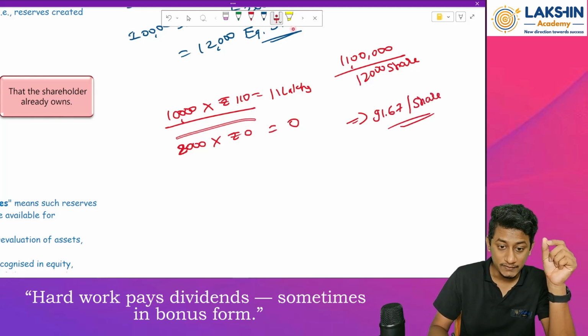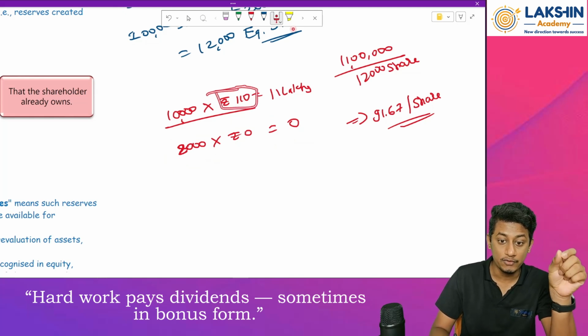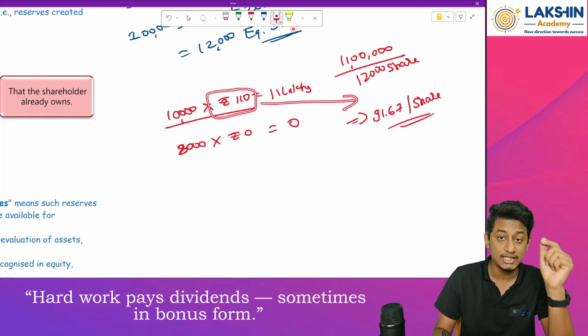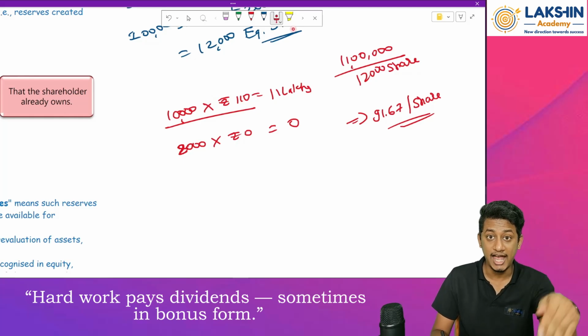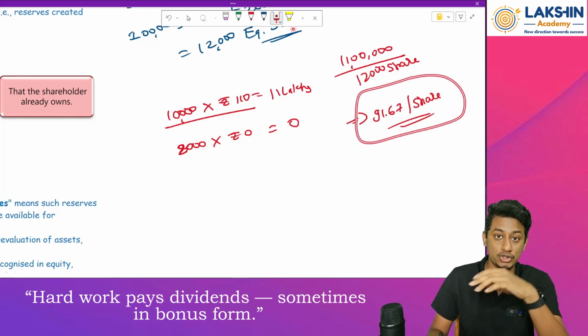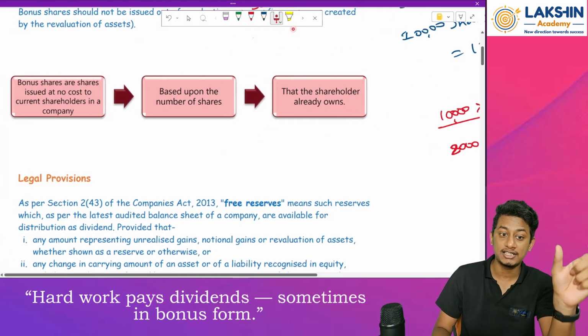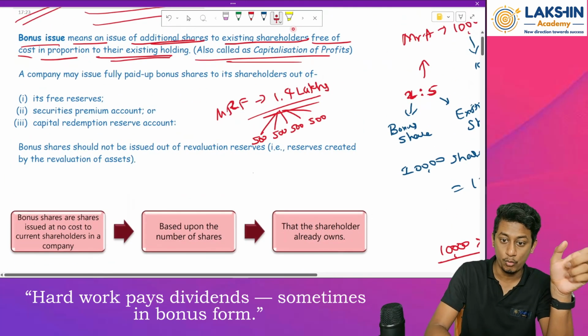That means because of the bonus issue, the price of the share has decreased from rupees 110 to rupees 91.67. That means as the bonus shares increase, the value of the shares goes on decreasing. Clear? This is one of the reasons. The second reason is capitalization of reserves. Now what do I mean by this?